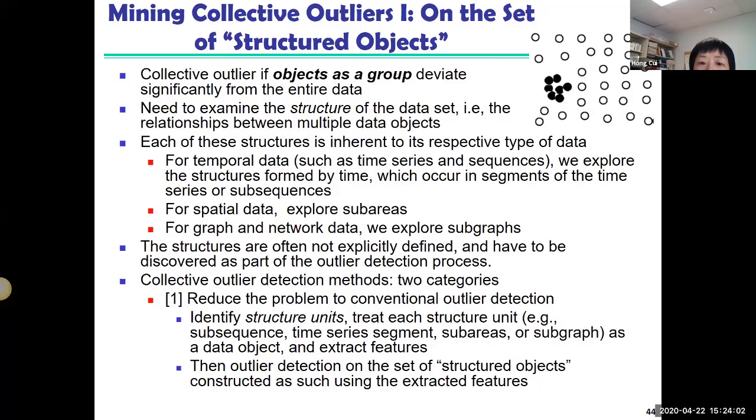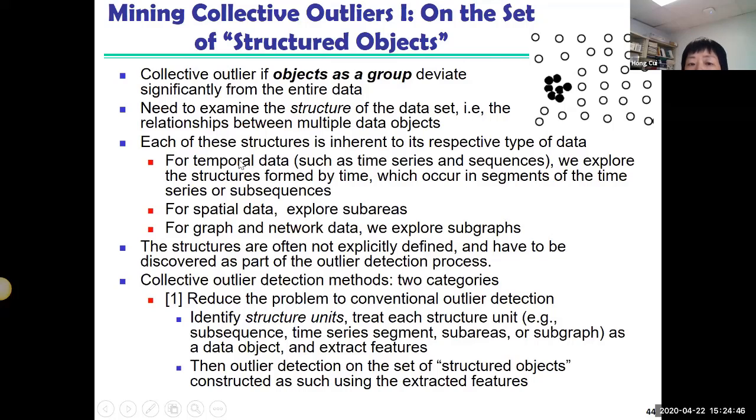Mining collective outliers is more challenging, as we mentioned earlier. A collective outlier occurs when the objects as a group deviate significantly from the entire data. So in order to detect those, we need to examine the structure of the data set. In the example illustrated here, this can be easily identified using a density clustering algorithm. But in a lot of cases we do not know if our data is presented like this. So we have to understand the structure of the data set first.